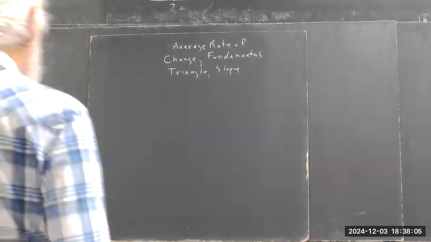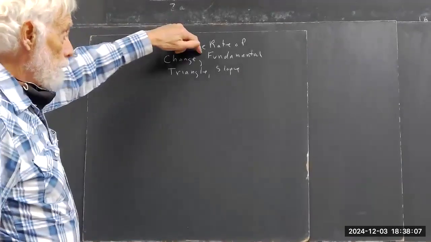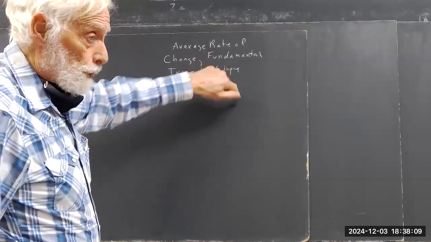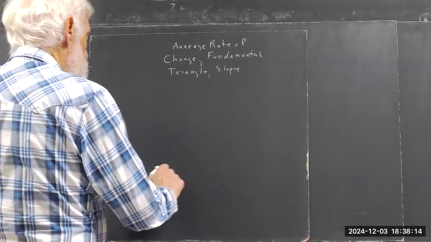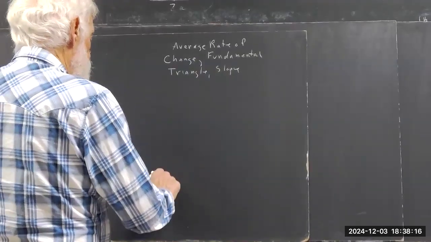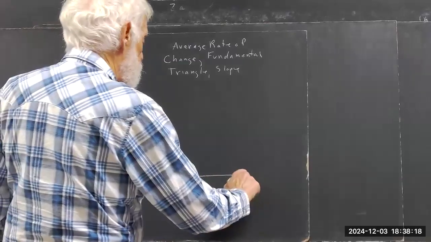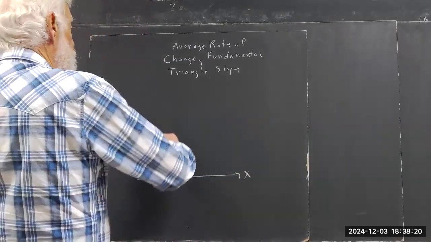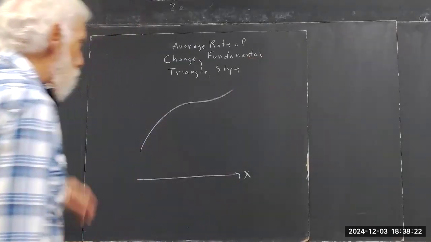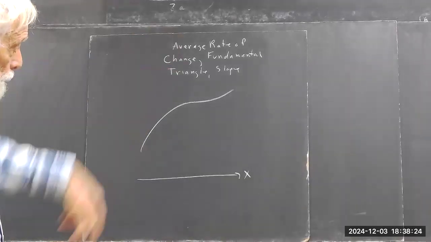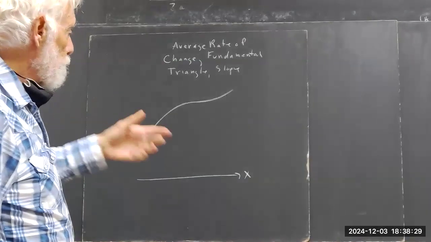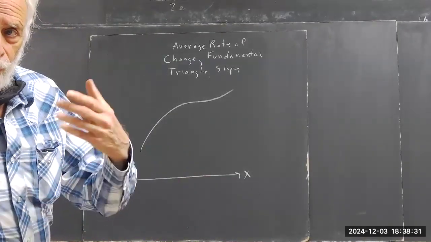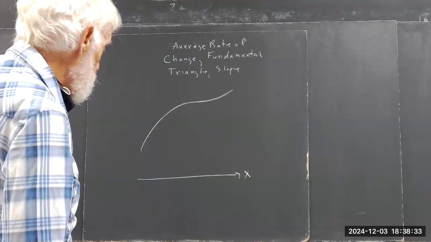Okay, we want to talk about average rate of change, fundamental triangle, and slope. So, say we got a graph here. We got x-axis, and we got some curve. Kind of looks maybe like a little bit of the cubing function curve. Okay, we want to find the average rate of change on some interval of the x-axis.